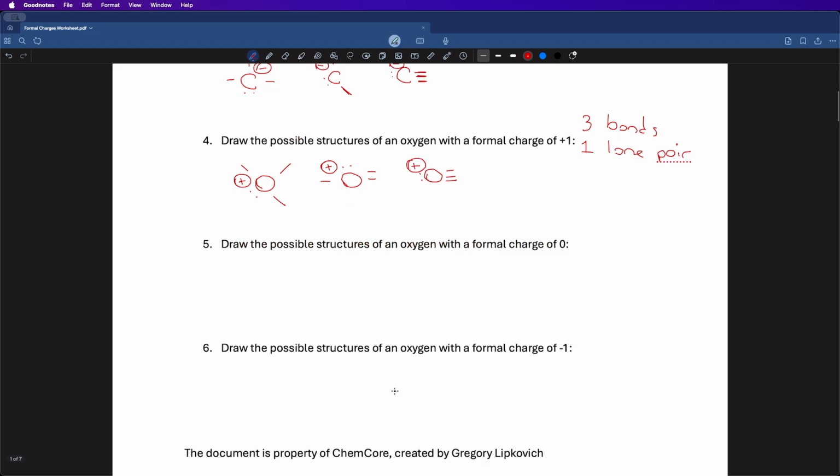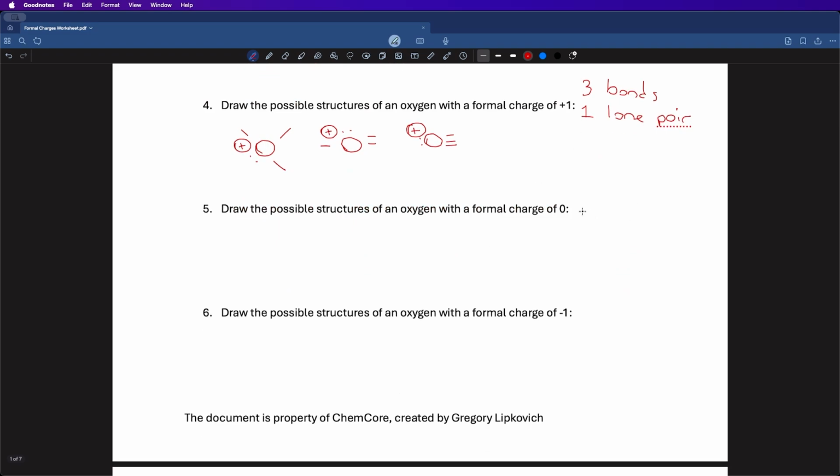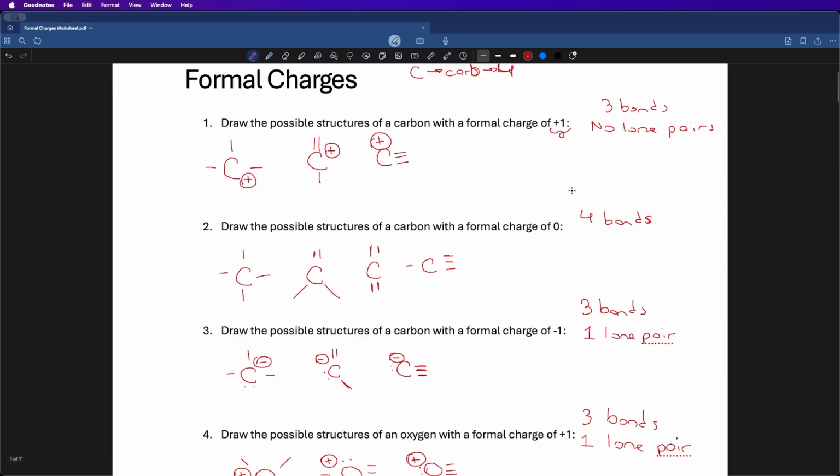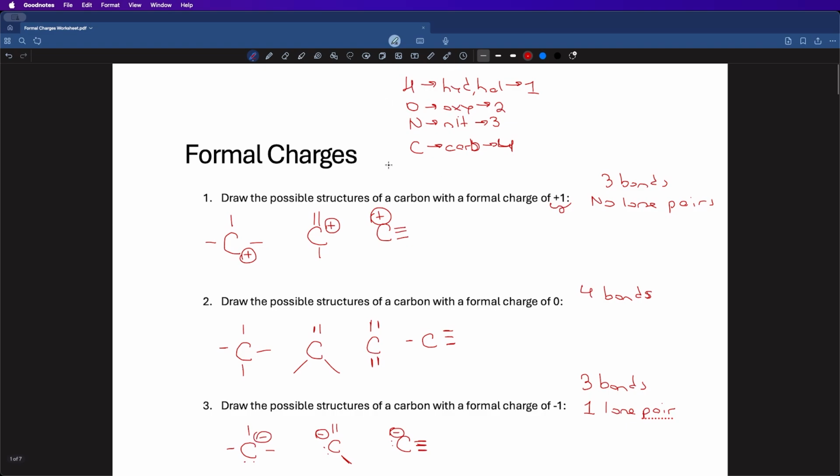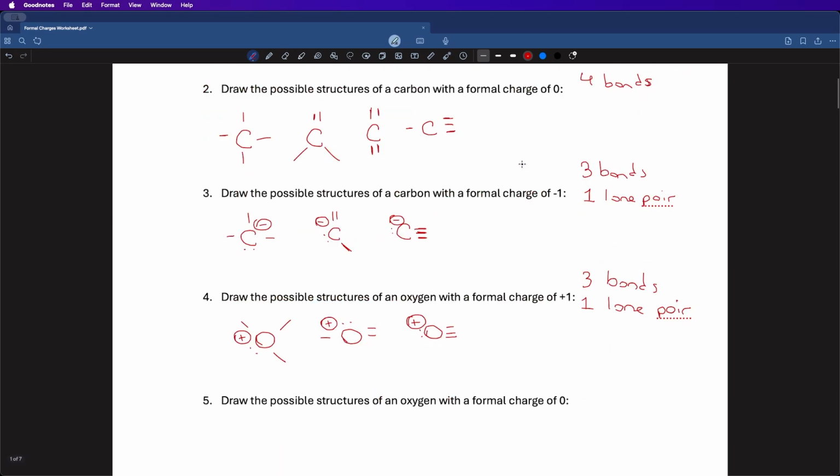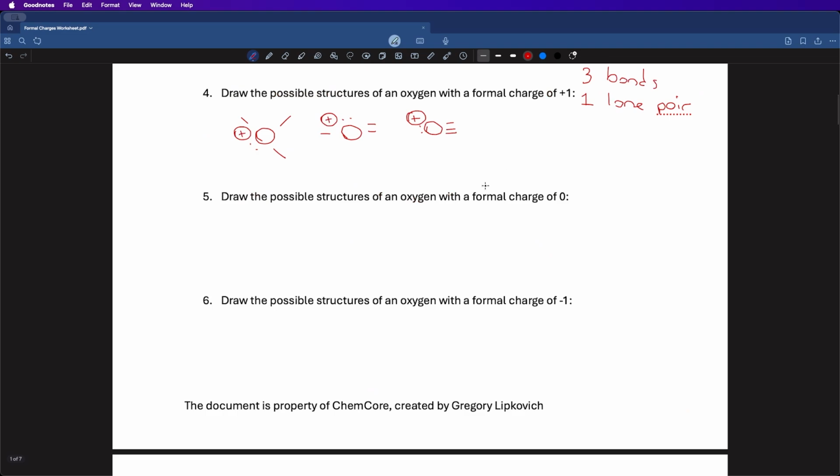Next question, draw the possible structures of an oxygen with a formal charge of 0. If it has a formal charge of 0, it should follow our HONC mnemonic, in which oxygen will have 2 bonds. And so we should have 2 bonds and 2 lone pairs.